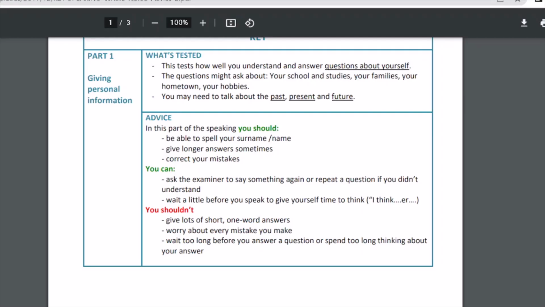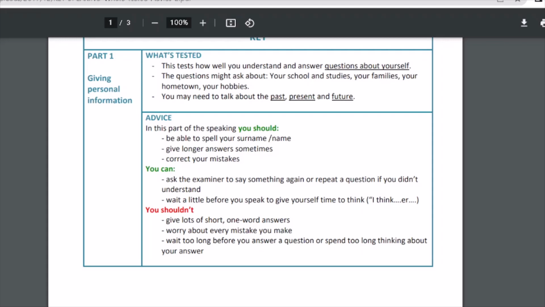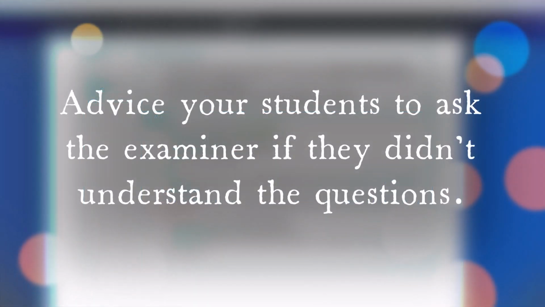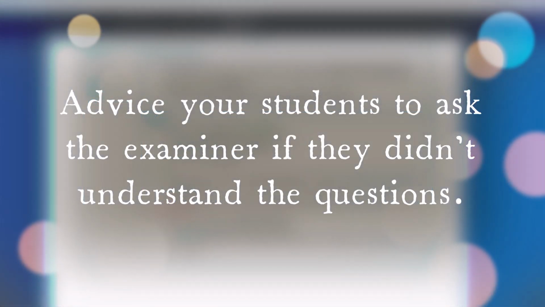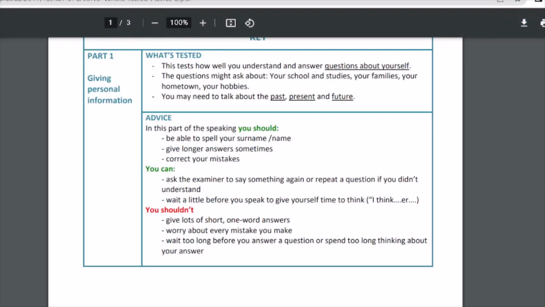Let me just give some advice in teaching part 1. As teachers, you teach your students to spell their names correctly, give longer answers sometimes, and always correct their mistakes, especially for serious grammatical flaws. Teach them that they can ask the examiner to say something again or repeat a question if they didn't understand it. And guide them to wait a little before they speak to give themselves time to think.